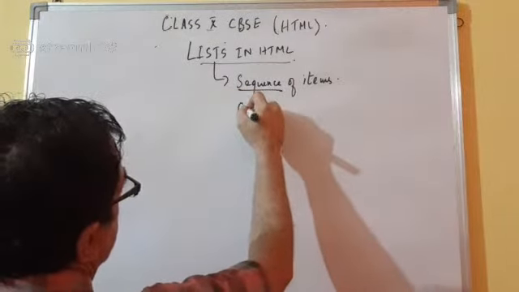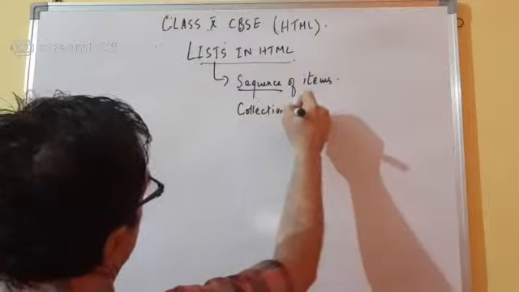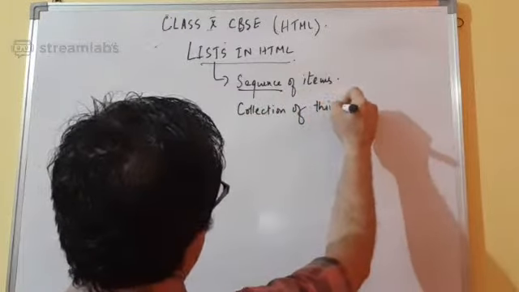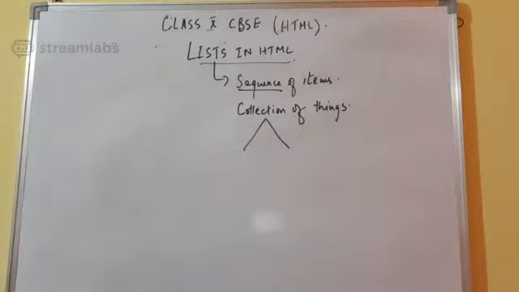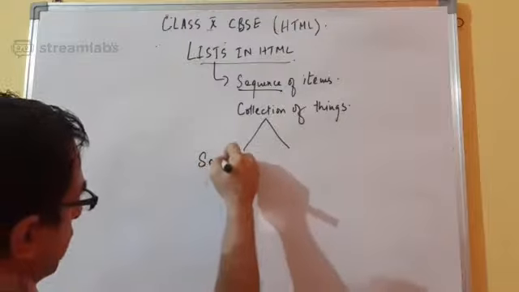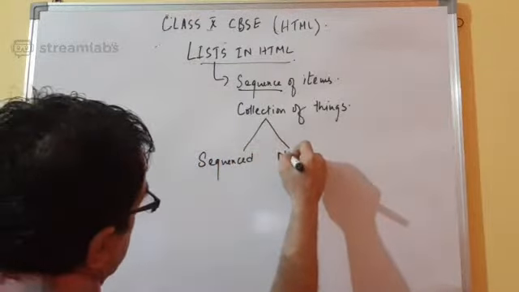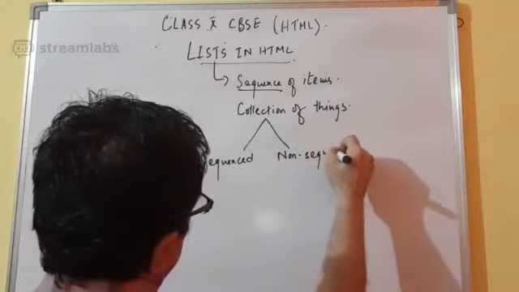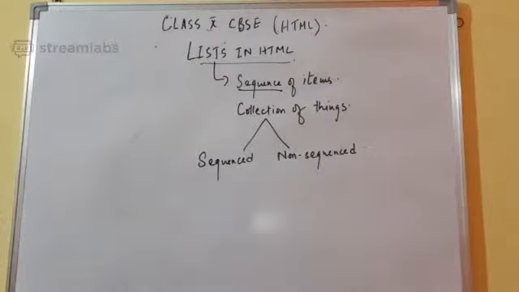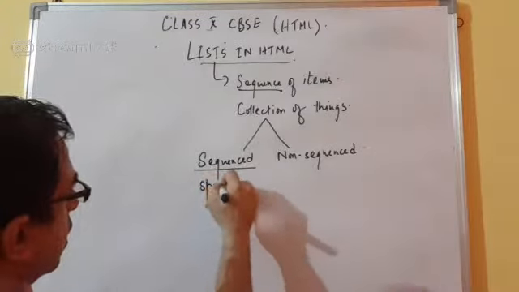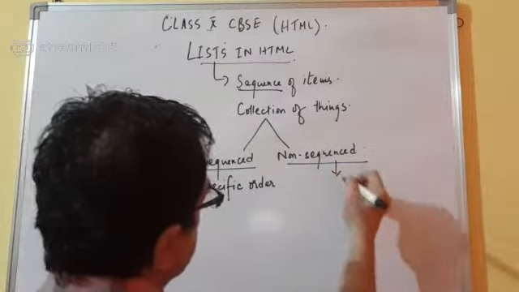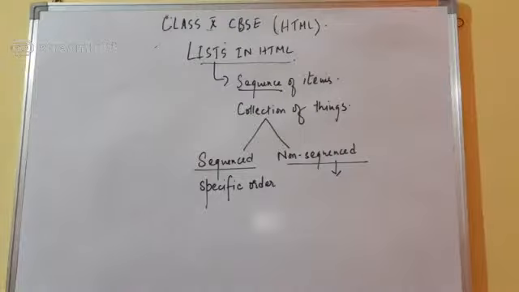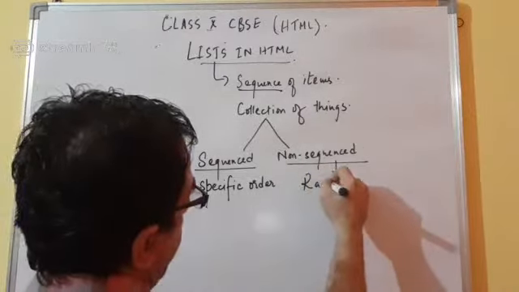Okay, a collection of things. And this collection can be either in a sequenced manner or in a non-sequenced manner also. Sequenced and non-sequenced. So what does sequenced mean to you? Sequence means in some specific order. In some specific order. And non-sequenced means random order. Okay.